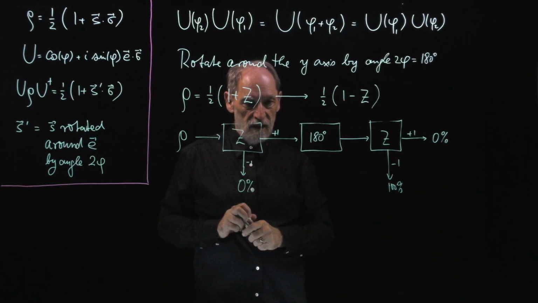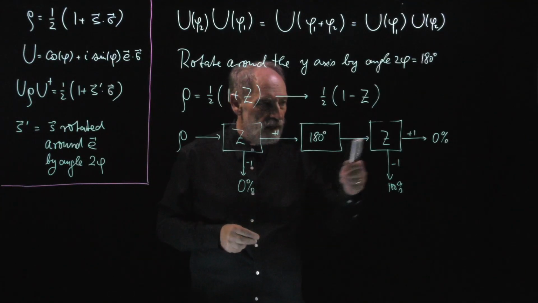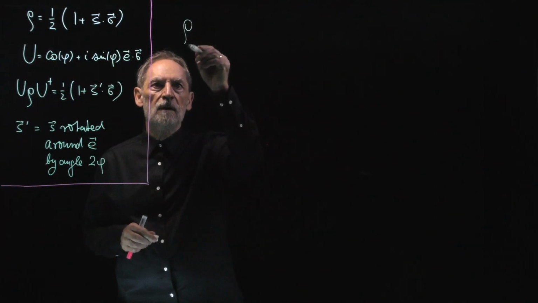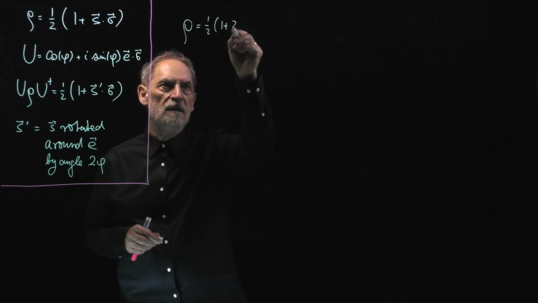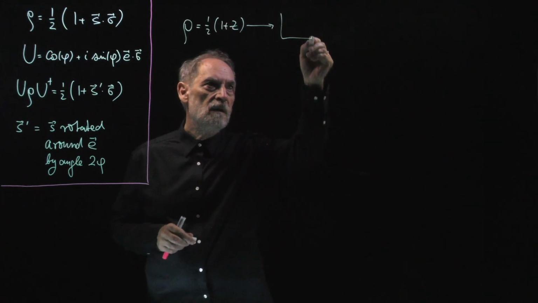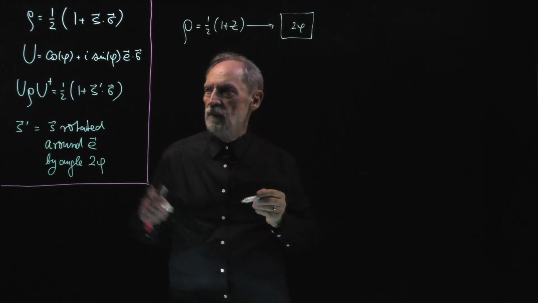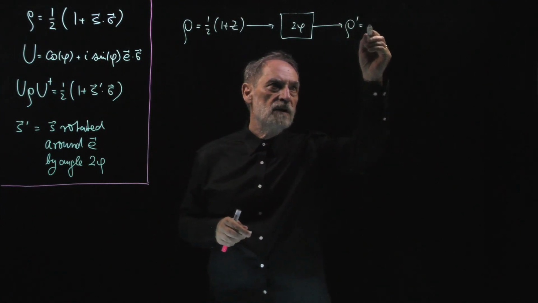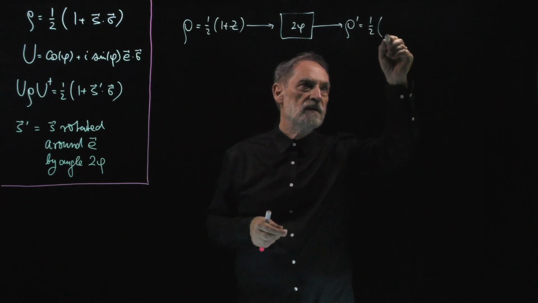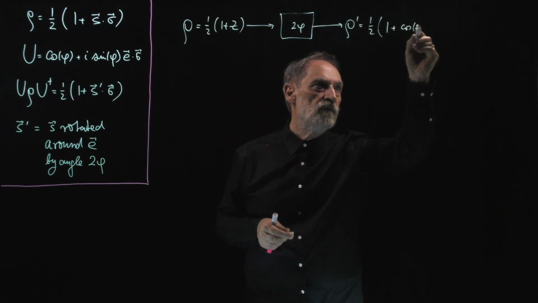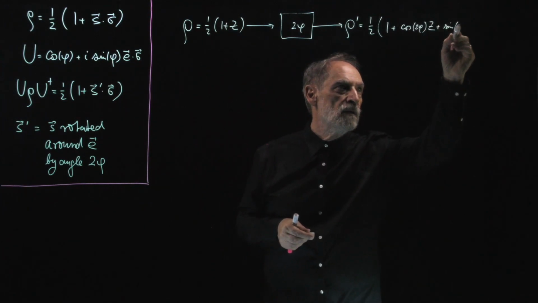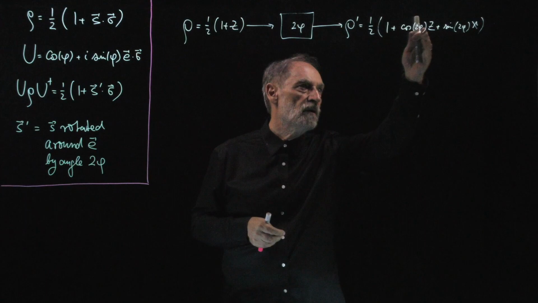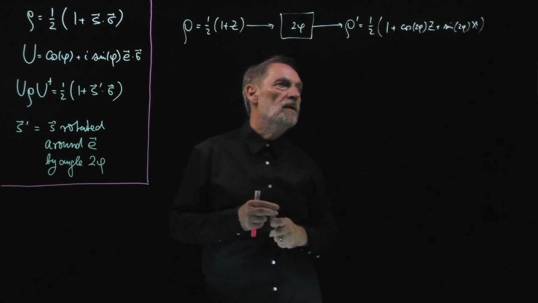A new situation arises if, after each of those rotations, we check whether we still have the original state. So to be more specific, if I begin with a rho which is half of 1 plus z, and then I do this rotation by an angle 2 phi, making use of a U like this, then after that I have the rho prime, which is half of, and now I have rotated around the y-axis, so it's cosine 2 phi times z plus sine 2 phi times x, because turning the x around the y-axis turns it into a combination of z and x, depending on the angle of rotation.